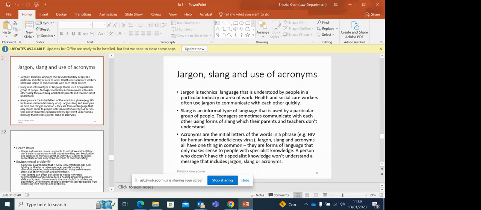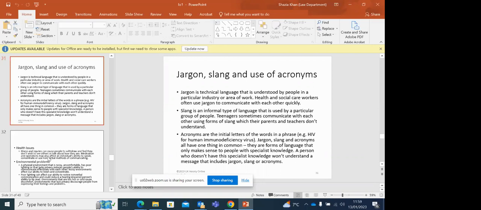Slang, again, is an informal type of language that is used by a particular group of people. Teenagers sometimes communicate with each other using forms of slang which their parents and teachers don't understand, like "yo, man". Those are kinds of slang language being used. And "touch", that's quite a popular one that people say, and you think, oh God, what's going on here?